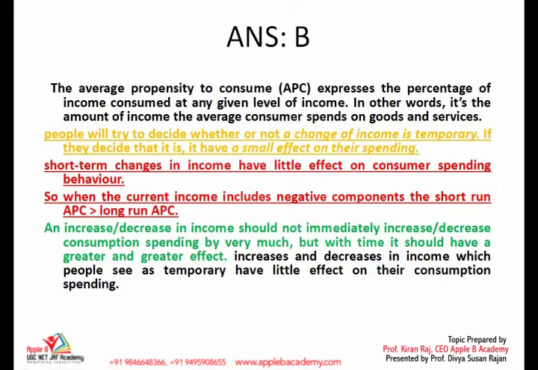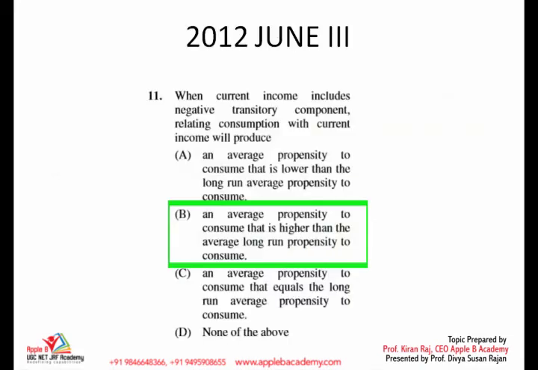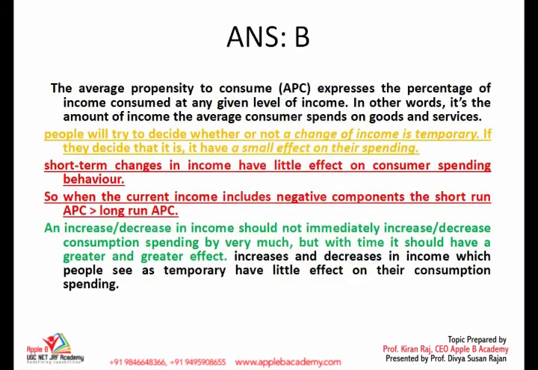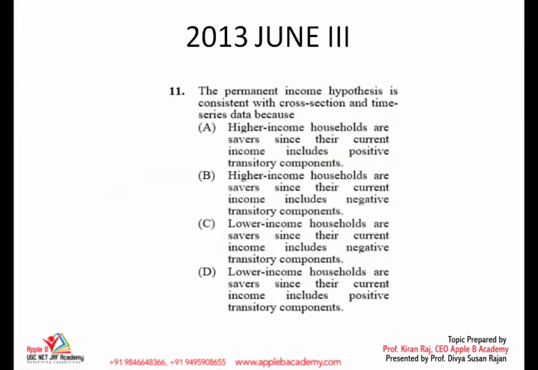So again, once we have a look at the question now, we'll see that we are talking with respect to the transitory component, and we had already studied in the permanent income hypothesis that over a period of time, transitory income would not make any significant changes or affect the consumer spending behavior. So as a result, we can state the fact that APC in the short run is actually greater than the APC in the long run.